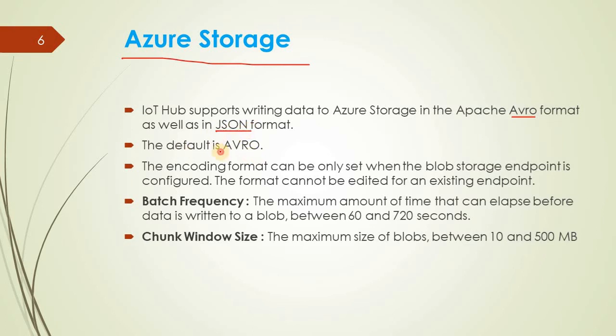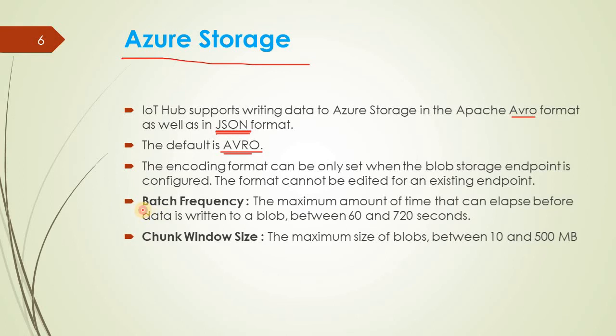So these are basically the two encoding formats, Avro and JSON. What is the default format? Avro format. Avro is basically a binary format that is used for transferring files from one network to another network. So the default format is Avro, and we can also use the JSON format. Once we start the demo, I'll show you how we can use both formats. Another point: this encoding, either Avro or JSON, can be set only when we configure the storage endpoint. Later on, we can't modify this existing encoding format. So it needs to be configured at the time of creating the endpoint.